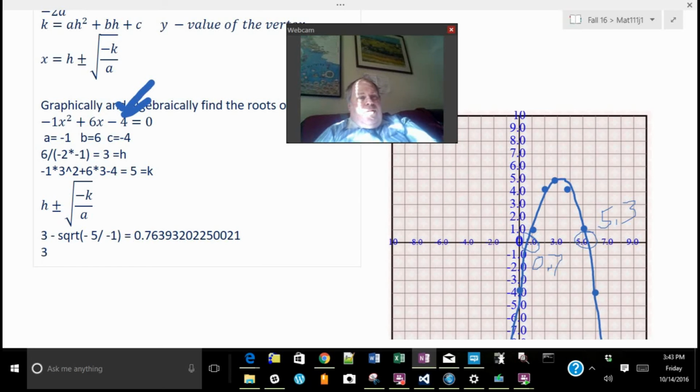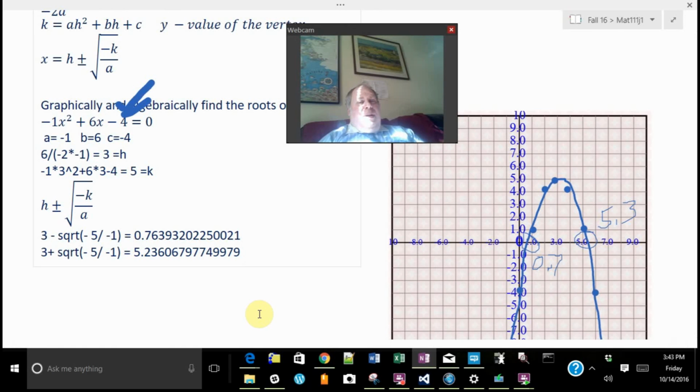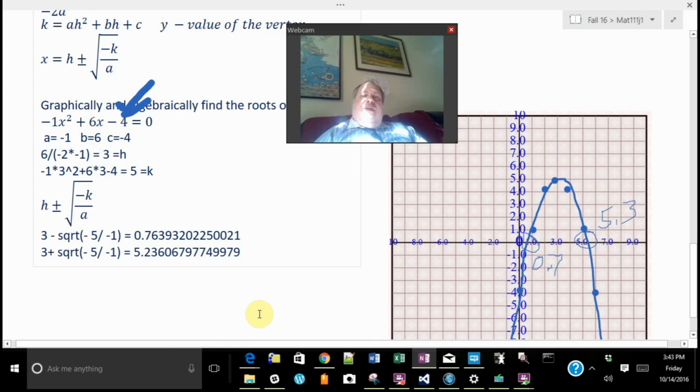Now, if we do 3 plus the square root of minus 5 divided by minus 1, that's going to give me 5.2, but that's close enough to 5.3. So you see how easy it is now to solve this. Much easier than using this complicated formula that most everyone manages to screw up one way or another.